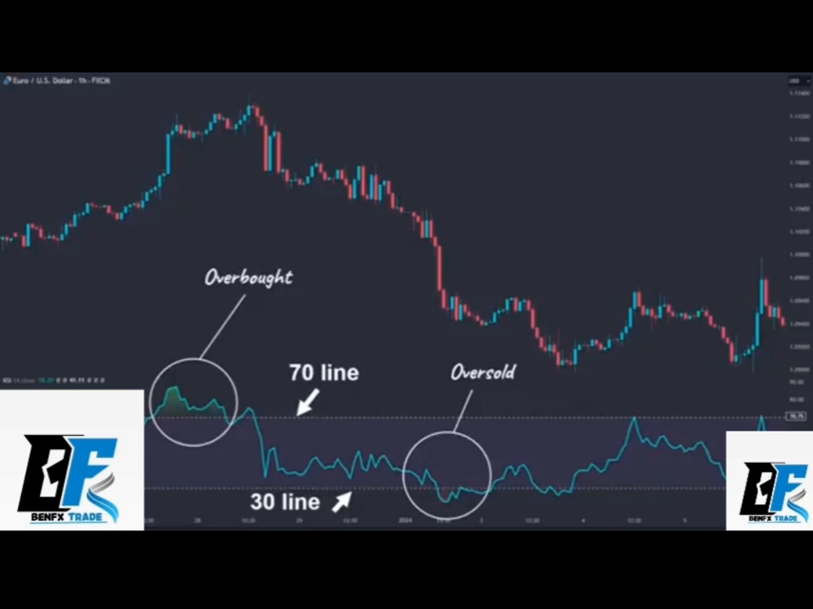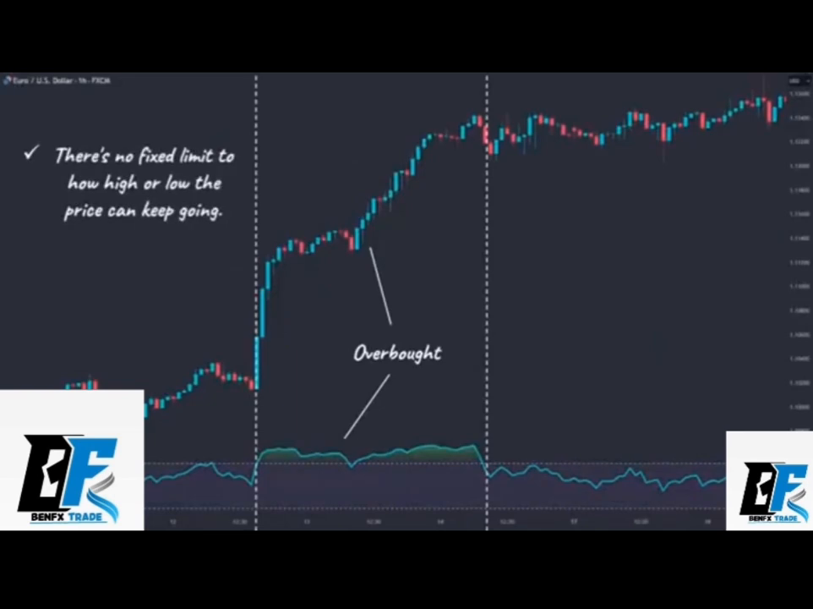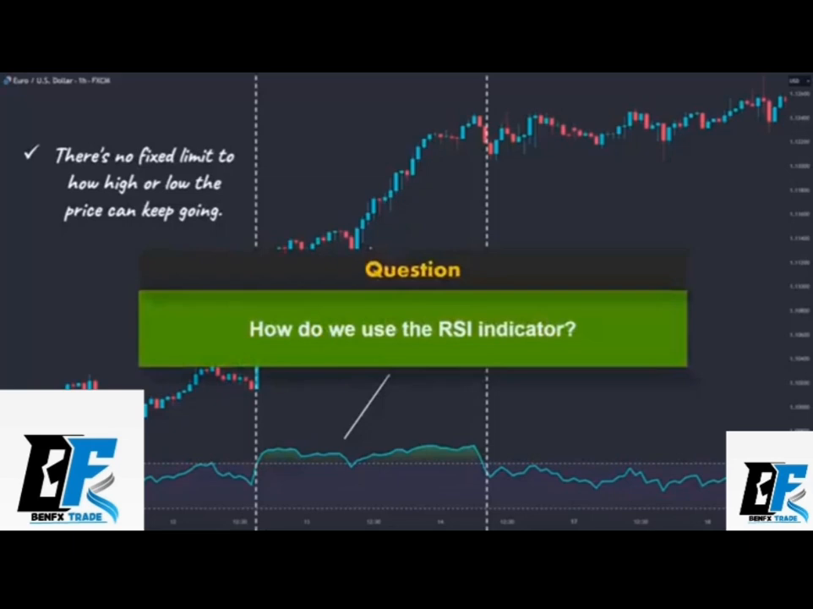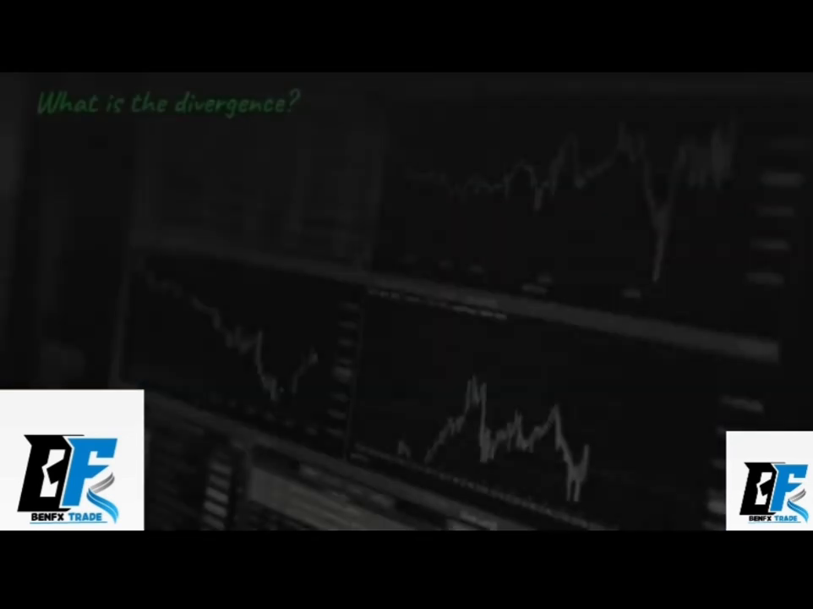Now, this is how traditional traders use this indicator. The problem with this concept is that the price can stay in overbought or oversold conditions for a long time. This happens because there's no fixed limit to how high or low the price can keep going. And if you place trades solely based on entering overbought and oversold conditions, you will likely encounter many losing trades. So how do we use the RSI indicator? One effective way to use the RSI is by identifying the divergence between price and the indicator, which can signal potential trend reversals. So what is divergence?